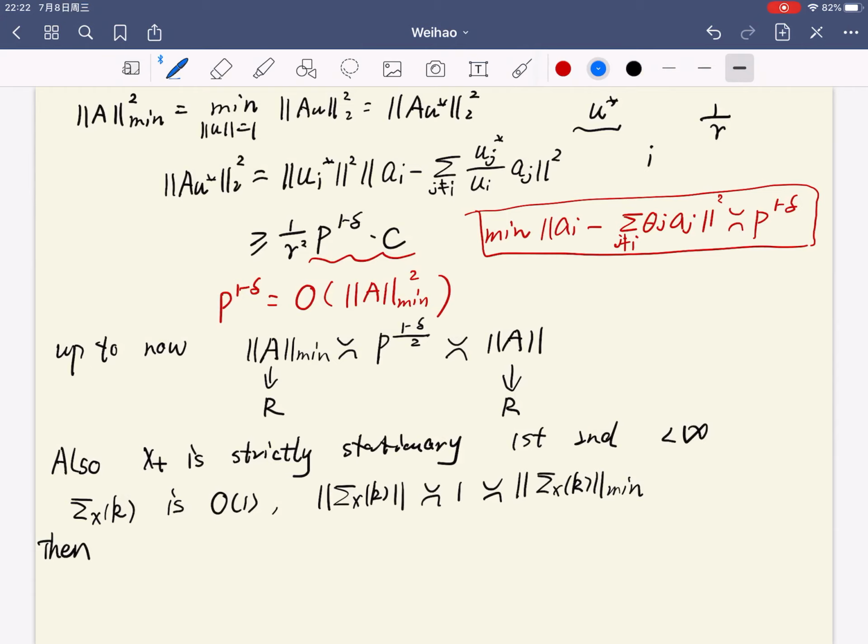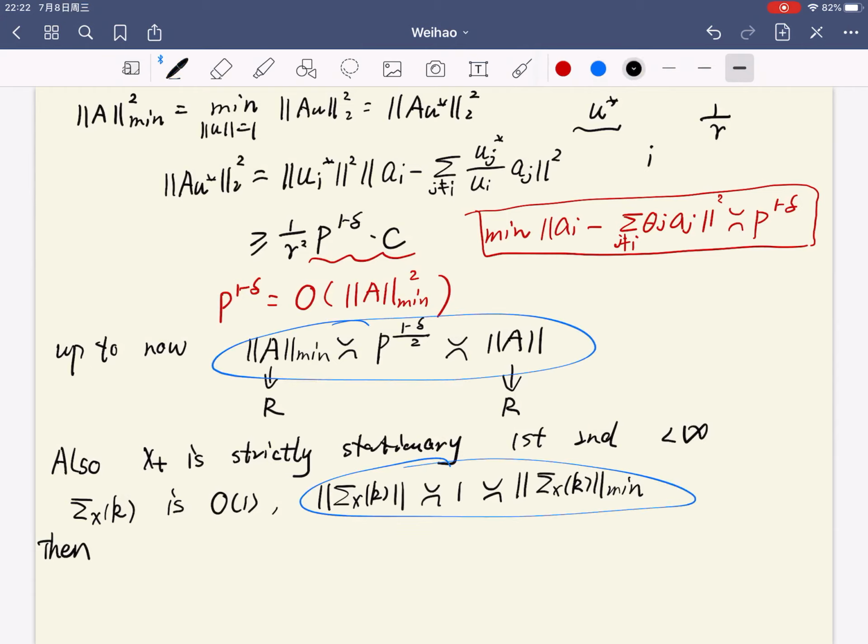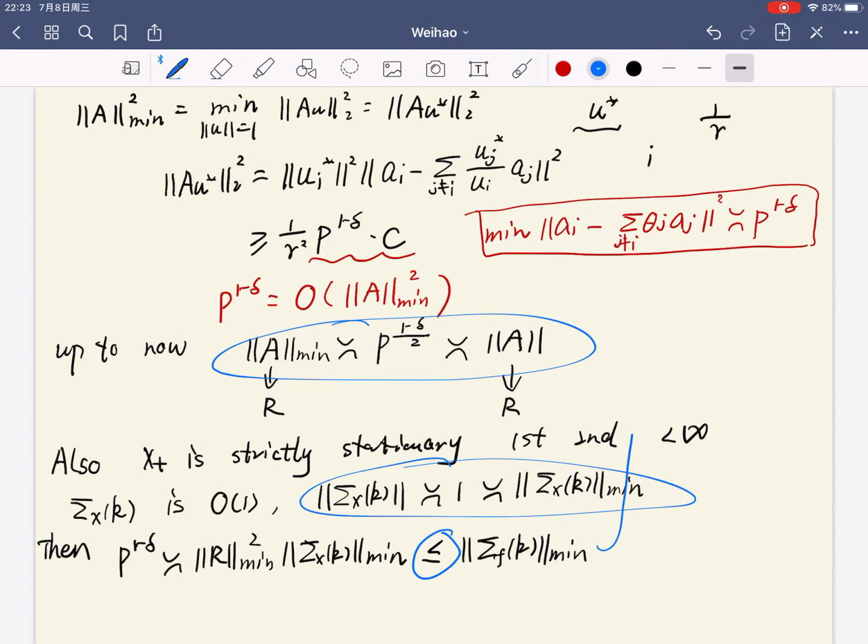Then we combine these two bounds. We can get here this inequality, where we have used the fact that for any square matrix, this can be proved by the definition of the minimal singular value, which is an easier exercise.